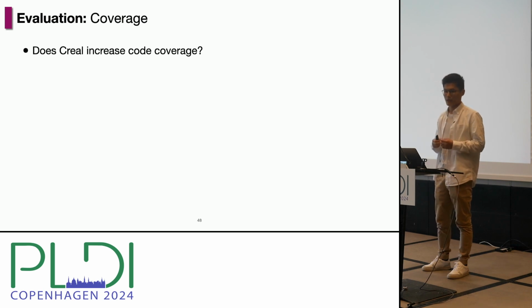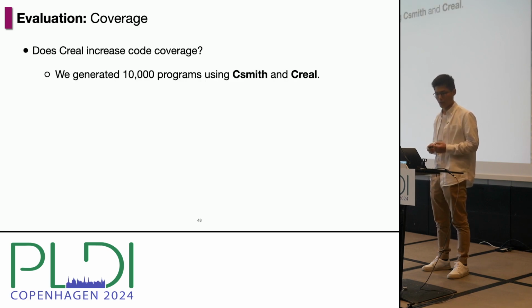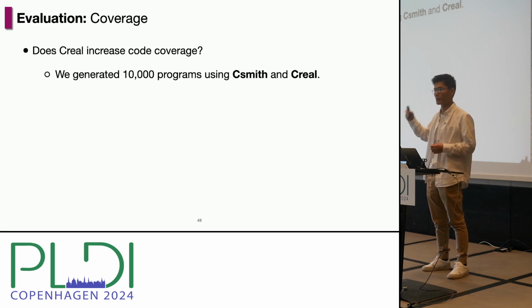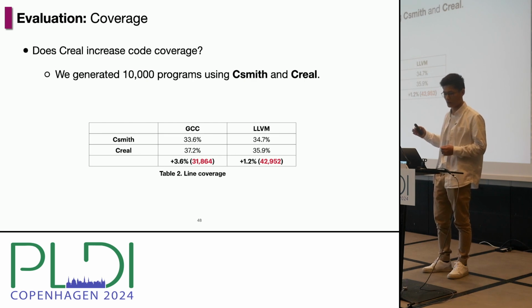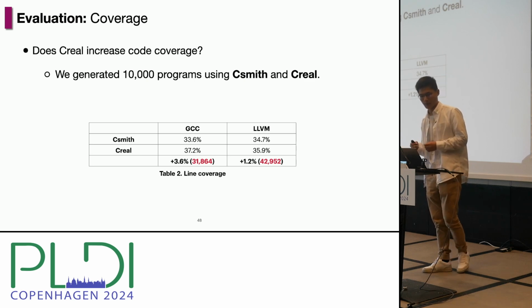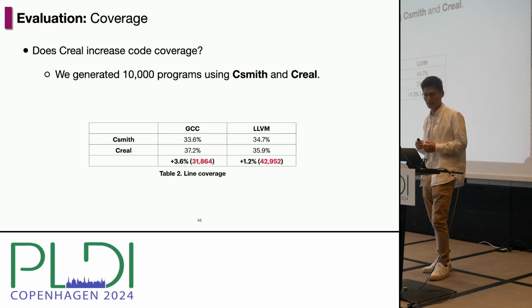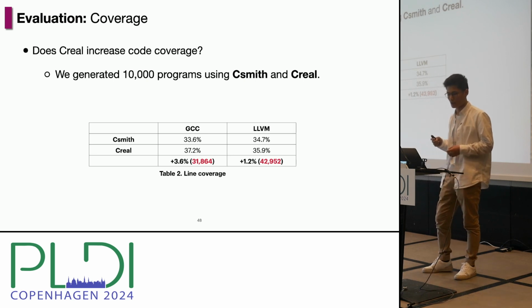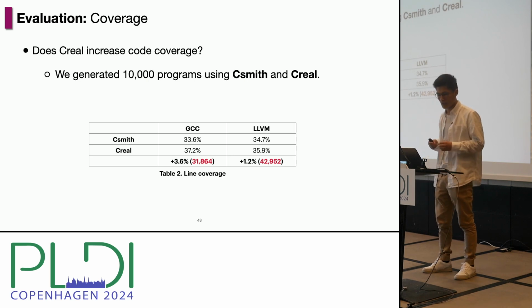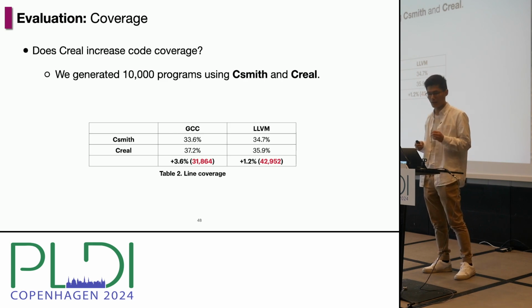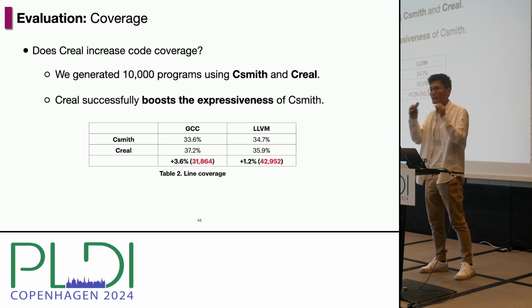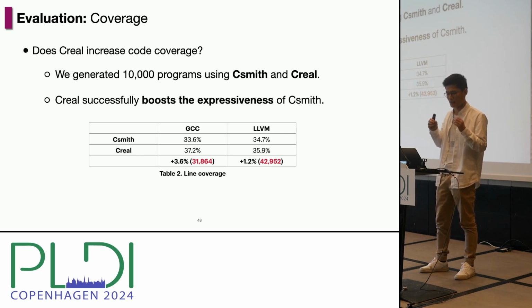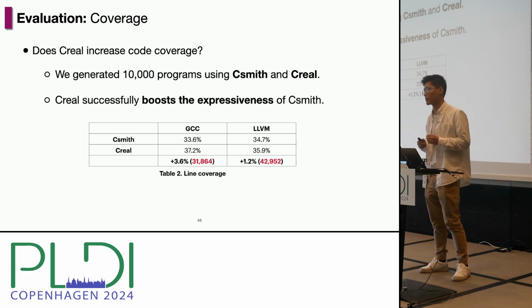And then we also measured whether Serial increases the code coverage. So we generated 10,000 programs using both the default random generator and our new tool. And here's the result. We show that on both GCC and LLVM, our new tool, Serial, significantly covered more lines than the random programs. For example, on GCC, we covered 3.6% more code. But GCC and LLVM have tens of millions of lines of code, so that means we covered more than 30,000 more lines. And on LLVM, we covered more than 40,000 more lines. If you treat this as a kind of expressiveness of the underlying programs, that means Serial can successfully boost the expressiveness of the underlying random programs.